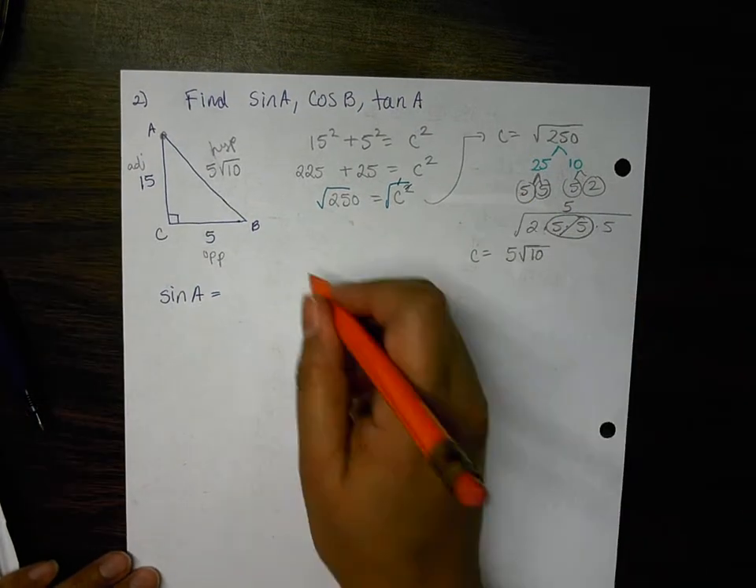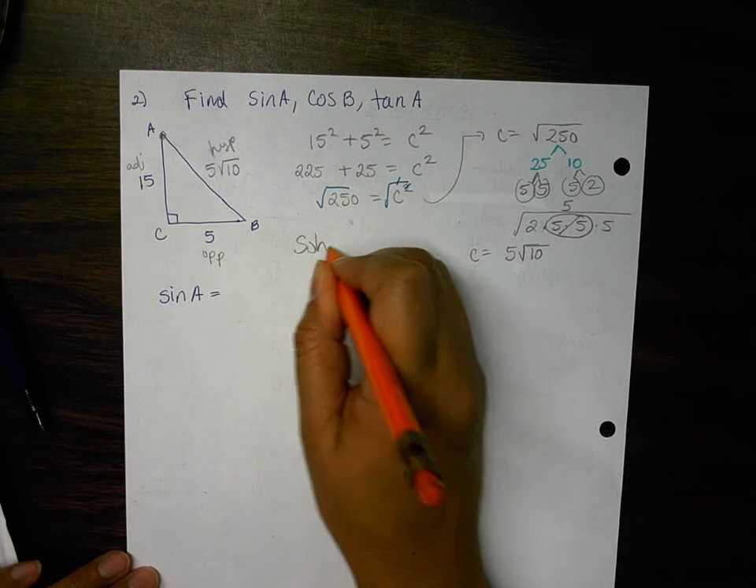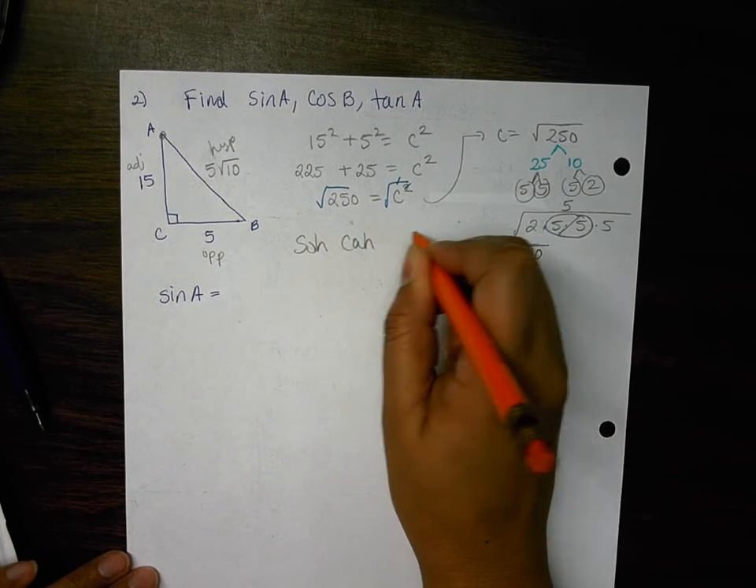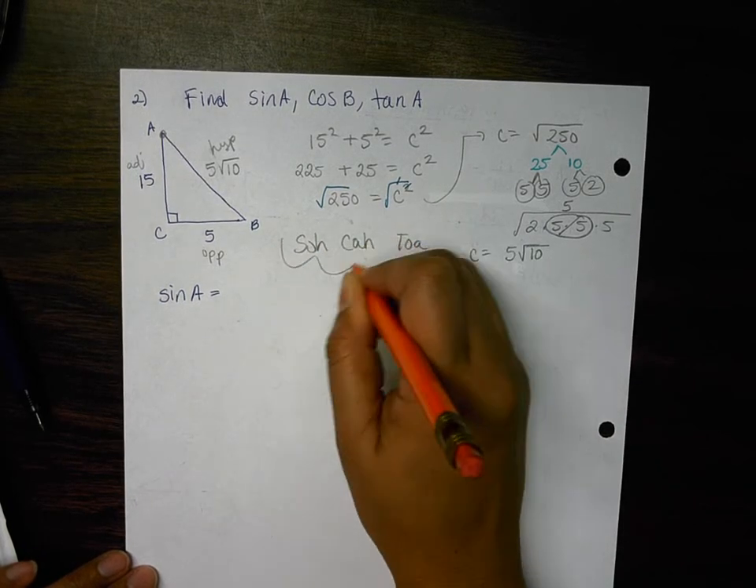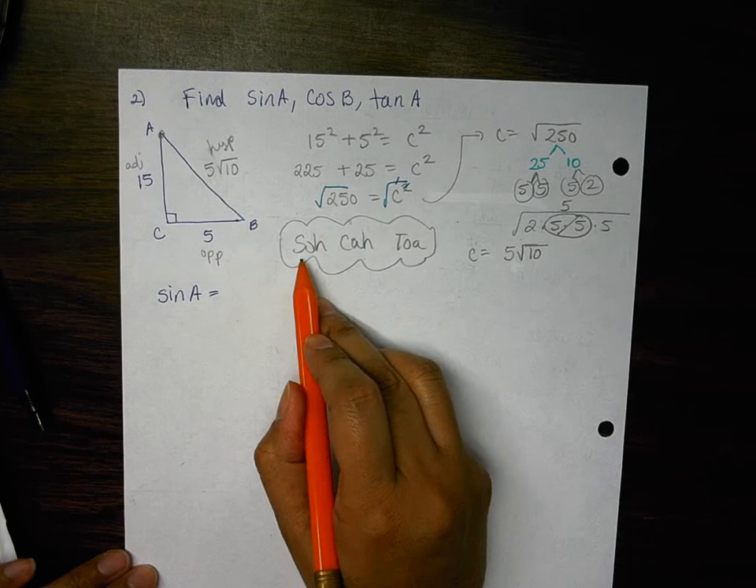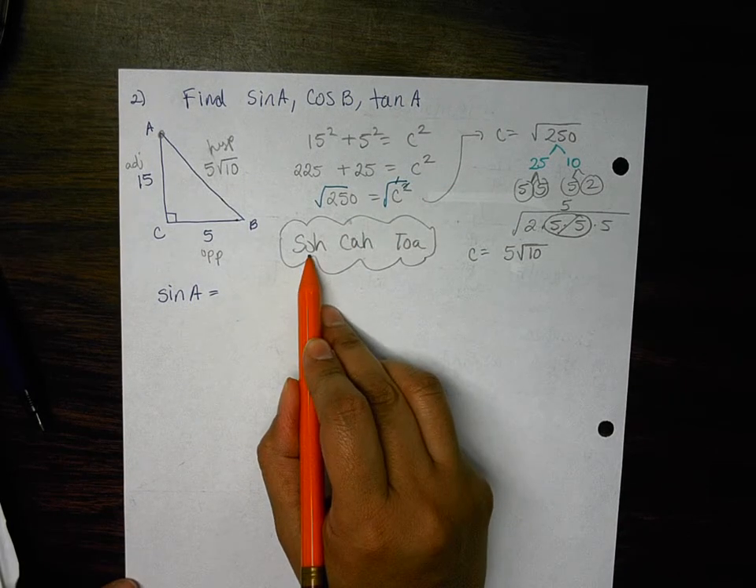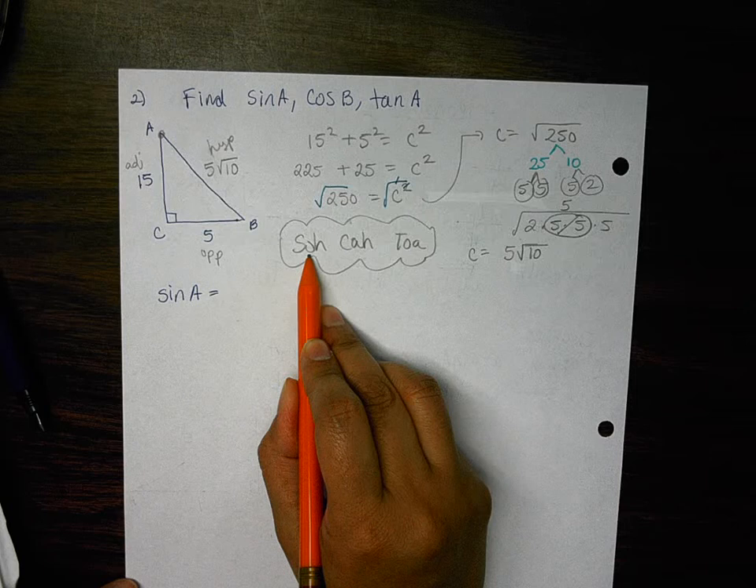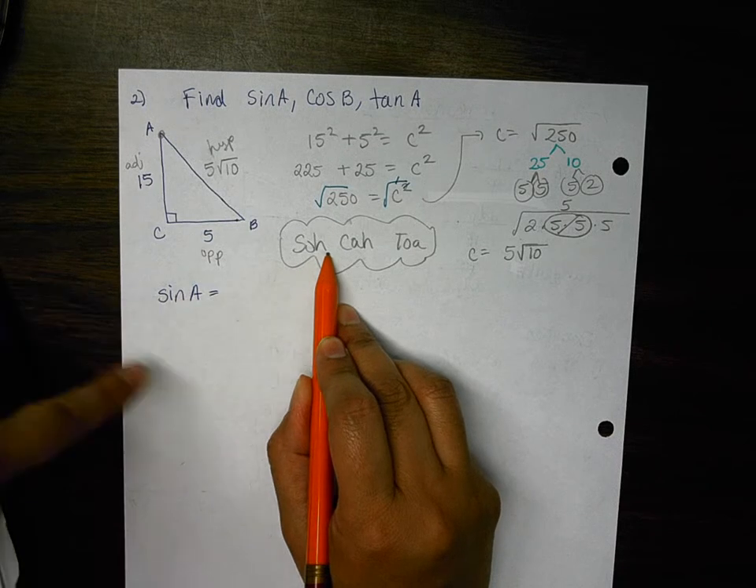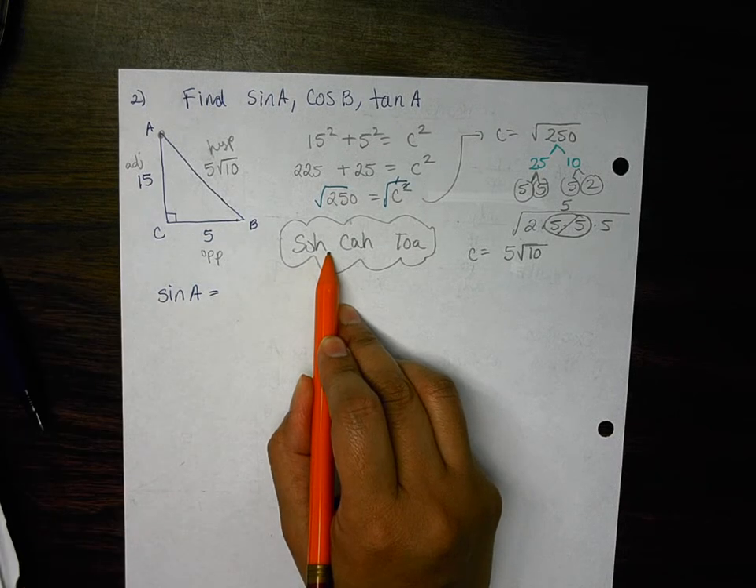What is it? So, SOH CAH TOA. And what is sine in words? Opposite over hypotenuse. We have it all labeled. Write it down on your paper. Opposite over hypotenuse.